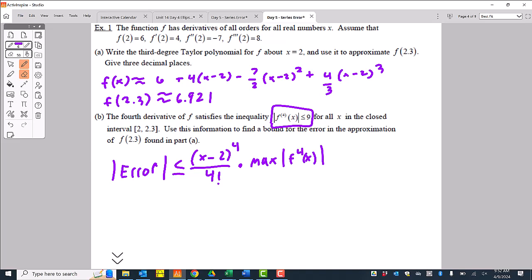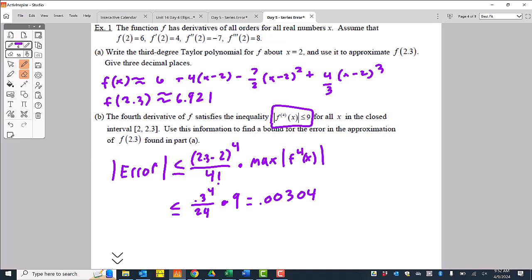Now, we don't want it with x though. We want it with our value we're trying to approximate. So this is going to be 2.3 here, and this is going to be 9. So we have this error is going to be less than or equal to 0.3 to the fourth over 24 times our maximum of the fourth derivative, which is 9. All right, and if we plug that in the calculator, we get 0.00304. Okay, so our error has to be less than or equal to 0.00304.